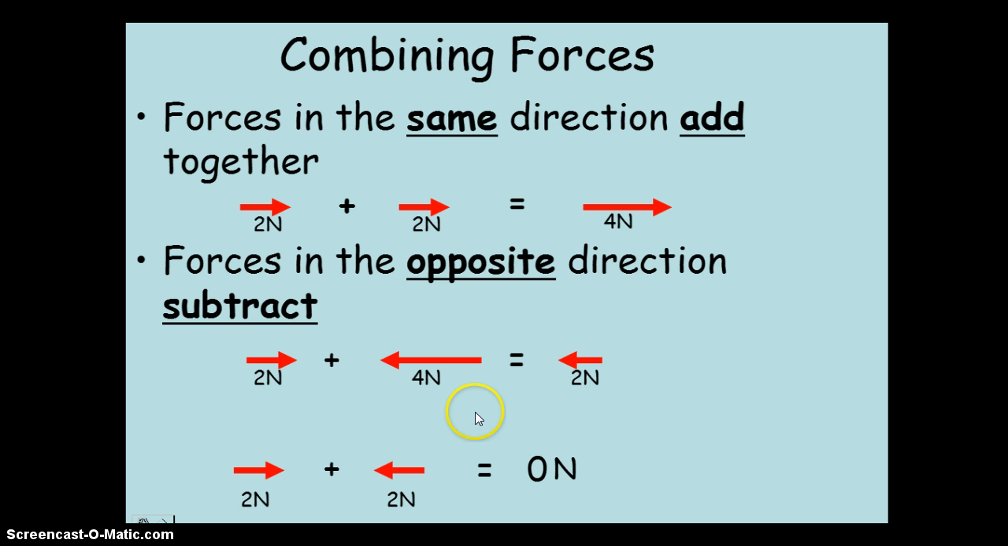Okay? And then if our forces are equal but opposite, we have 2 newtons to the right, 2 newtons to the left, they kind of cancel each other out, and we end up with 0 newtons. And whenever we have 0 newtons, that means our object is at rest. It is not moving at all.